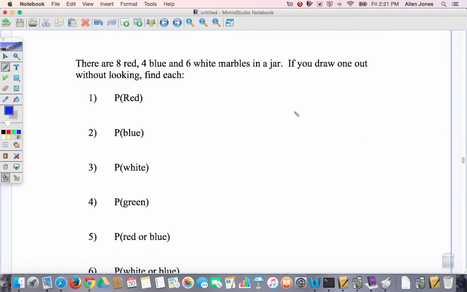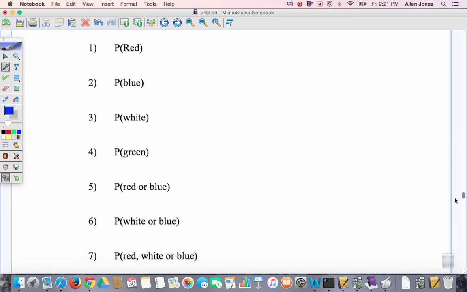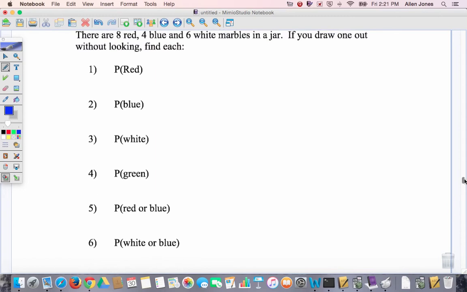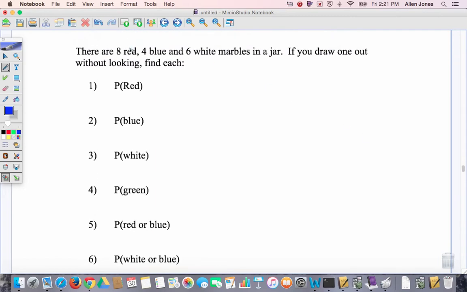There are 8 red, 4 blue, and 6 white marbles in a drawer. If you draw 1 out without looking, find the probability of each of these next. Looks like 7 different problems. So looking here, 8, 4, and 6, there are 18 total marbles. That's going to be our denominator. Of those 18, we're going to find the probability of being red. 8 of those are red.